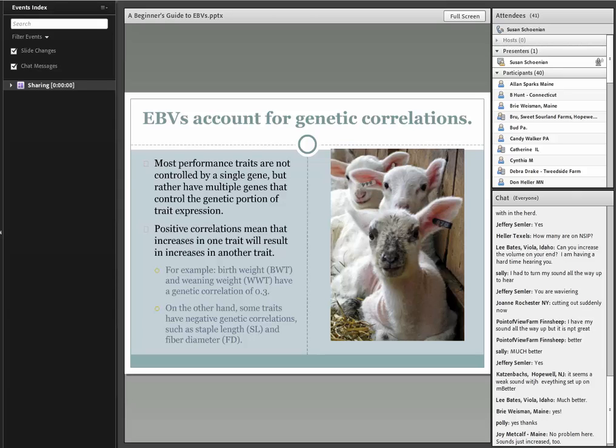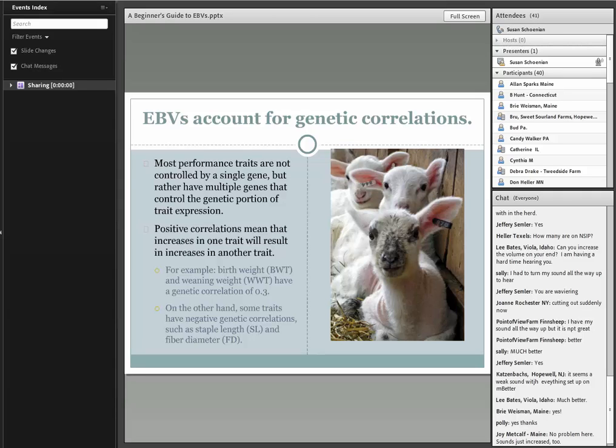EBVs also consider genetic correlations. Most of the traits that we're interested in are not controlled by a single gene. They are controlled by multiple genes. And some of those genes affect other traits. So very often we have correlations between traits. A positive correlation means that an increase in that trait will result in an increase in another trait.